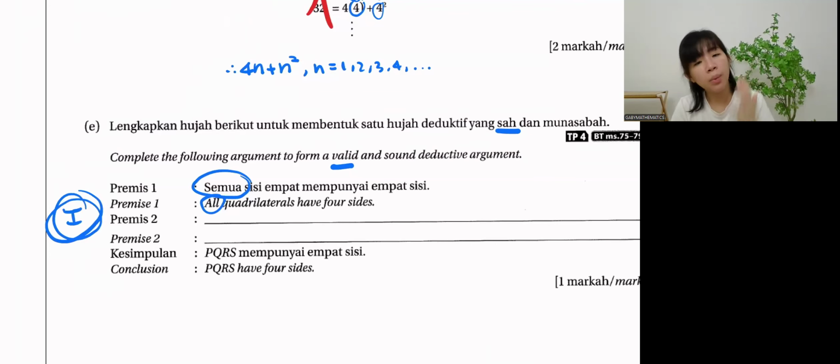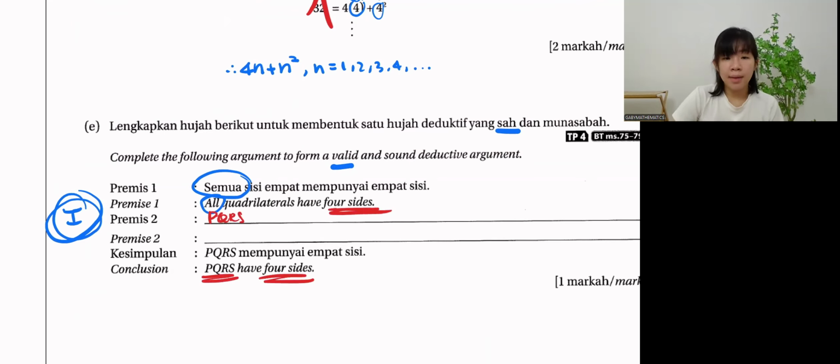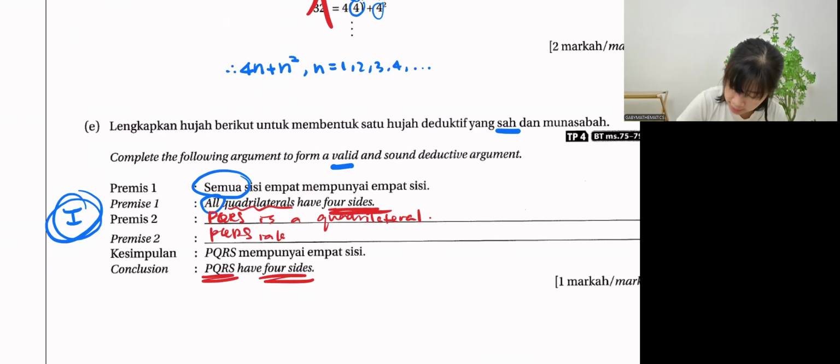Okay, if this is type number 1, premise 2 and the conclusion must start with exactly the same thing. Exactly the same thing, meaning if this is PQRS, premise 2 must be PQRS also. PQRS, 4 sides is at the back. So premise 2, we need to write PQRS in front. PQRS is a quadrilateral. PQRS ialah sisi 4.